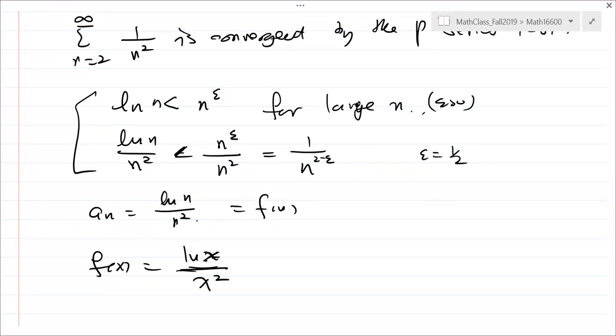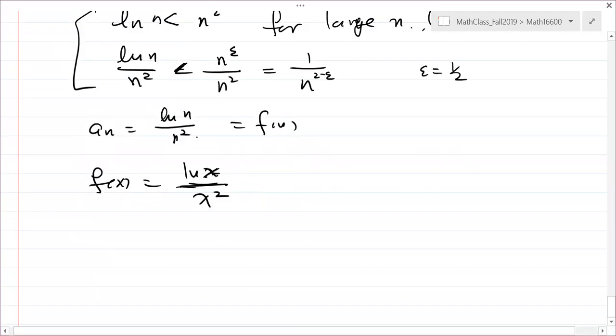Is this function decreasing? That is not obvious, but it's positive on the interval from 2 to infinity. Natural log of 2 is positive, natural log of 1 is 0. So this is positive, but decreasing is not trivial. You have to prove that.